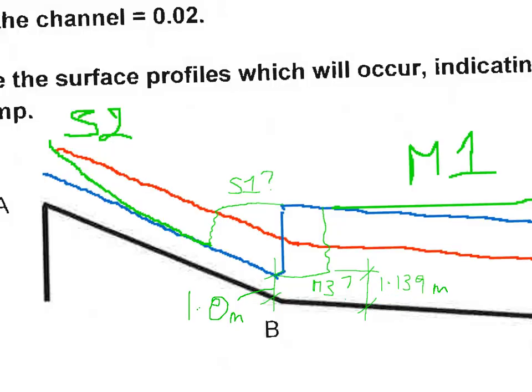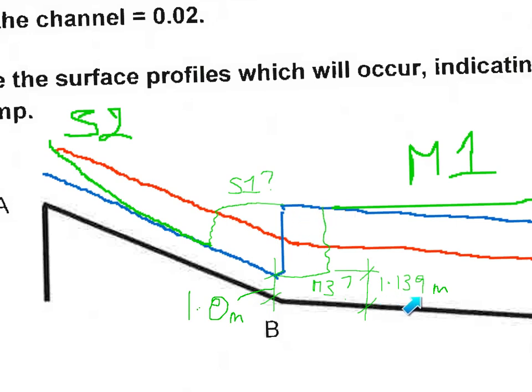So 1.139, this is the depth we've calculated from the jump equation. If we go and look at the normal depth on AB that we worked out, it is 1. So that works because we're going from 1 to a depth greater than 1, 1.139. Not a lot, but that's sufficient. We have a little bit of an M3 here and a jump up to the normal depth here.